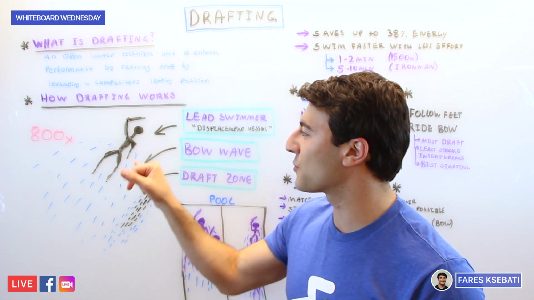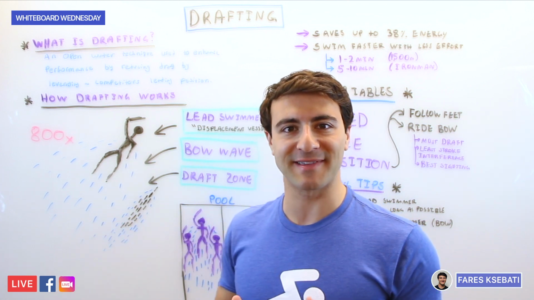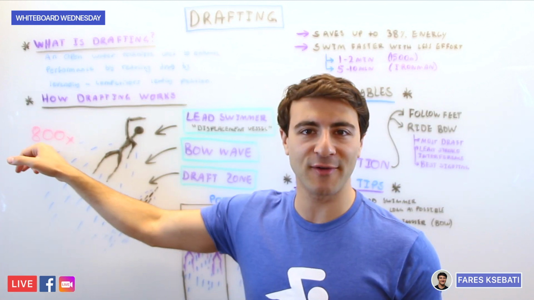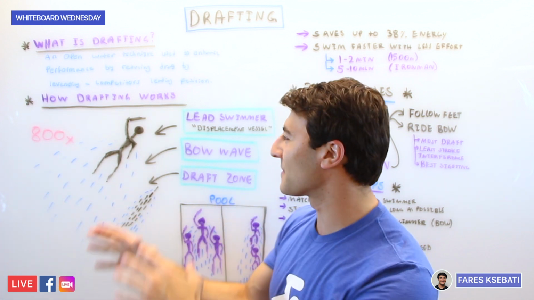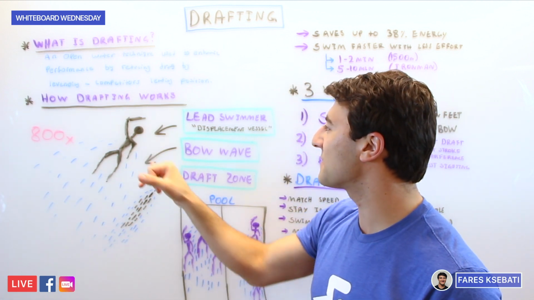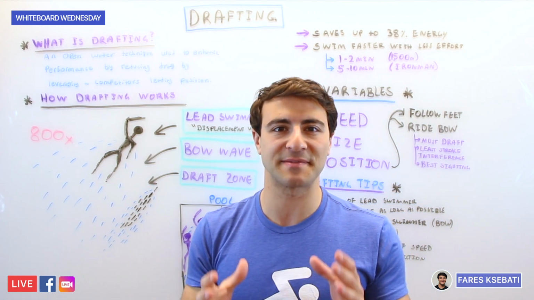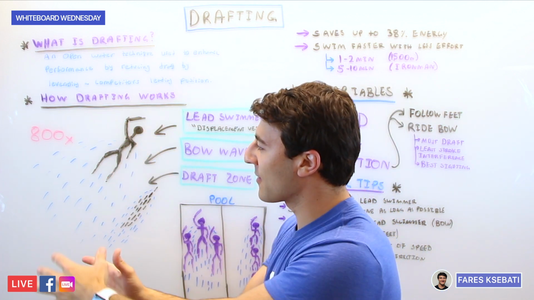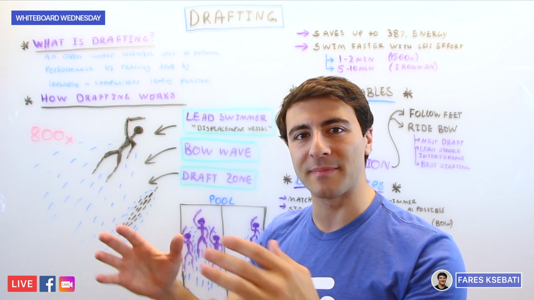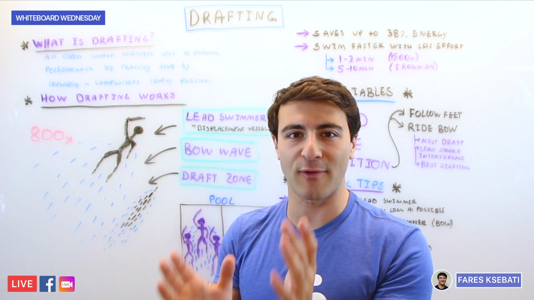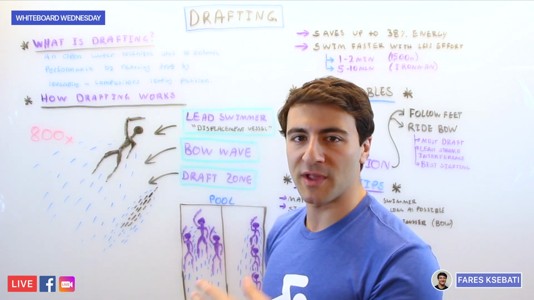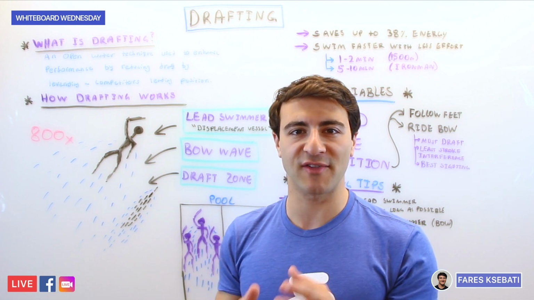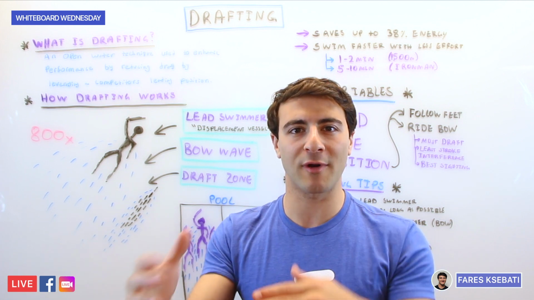So you'll have a lead swimmer in the open water, and recognizing the concept that water is 800 times more dense than air, there's a lot of resistance. And so this lead swimmer is essentially a displacement vessel. The lead swimmer is creating this entire draft zone behind them and beside them, and this draft zone is directional. So they're basically pulling and displacing water in the direction that they're going, both forward and laterally.